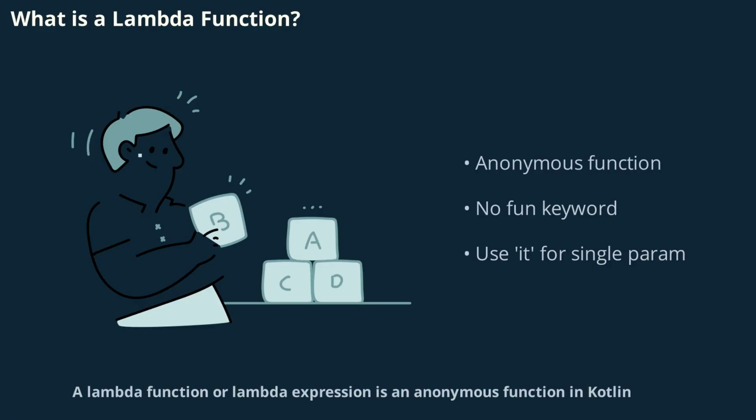A lambda function, or lambda expression, is an anonymous function in Kotlin. Unlike regular functions, you don't declare it with the fun keyword. Instead, you define it directly as an expression, usually inside curly braces. Lambdas are great for short, one-off pieces of logic, like passing a function as an argument or transforming a collection.